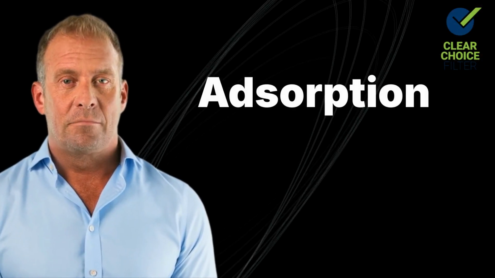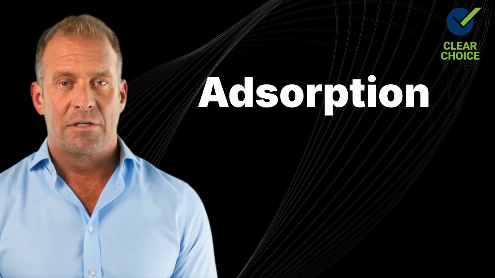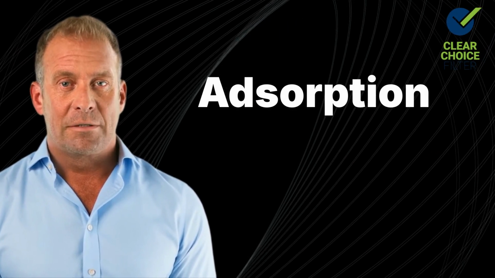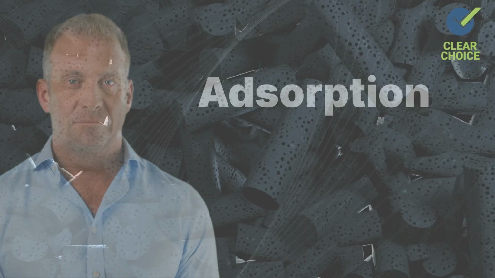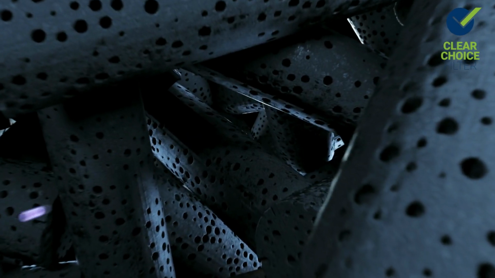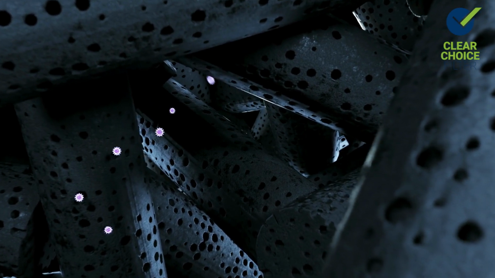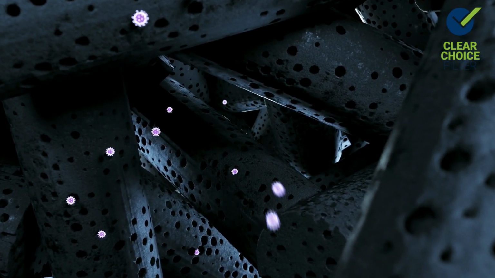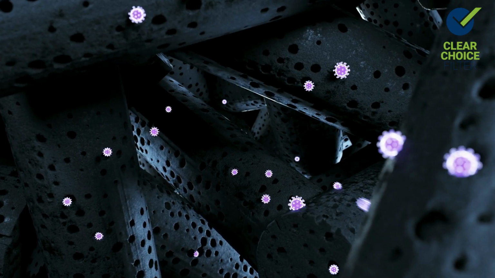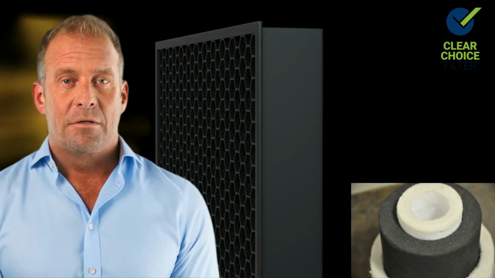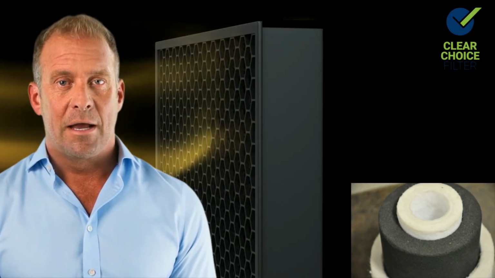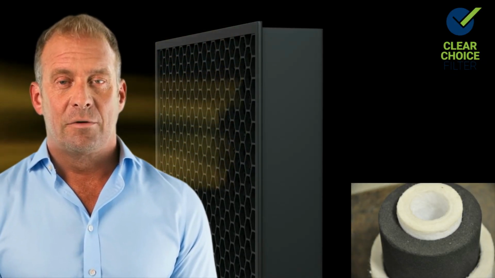Adsorption is the mechanism used by activated carbon filters to remove contaminants, particularly organic compounds, from air and liquids. The porous structure of activated carbon provides a high surface area, allowing it to effectively capture volatile organic compounds, VOCs, odors, and chemicals. This method is commonly used in water purification, air purification, and industrial chemical processing.